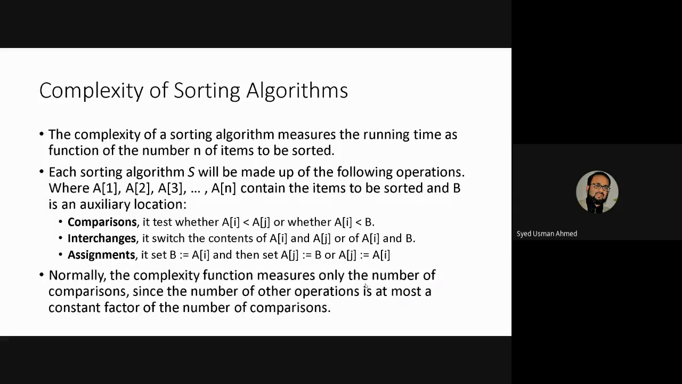Normally, the complexity function measures only the number of comparisons, since the number of other operations is at most a constant factor of the number of comparisons. That means the complexity largely depends upon the number of comparisons we make. The number of interchanges and assignments, in relation to comparisons, are generally constant in number. So the complexity of any algorithm will largely depend upon how many comparisons it makes for sorting a particular array.